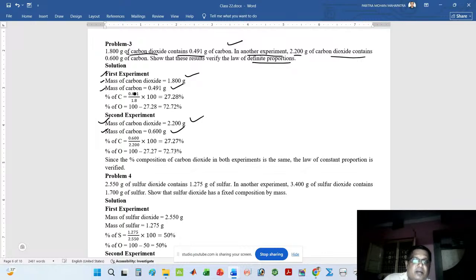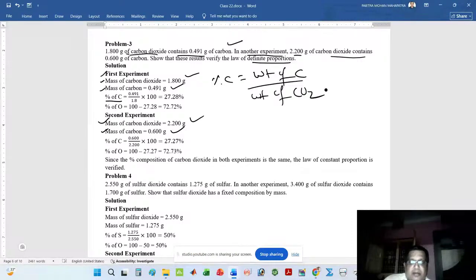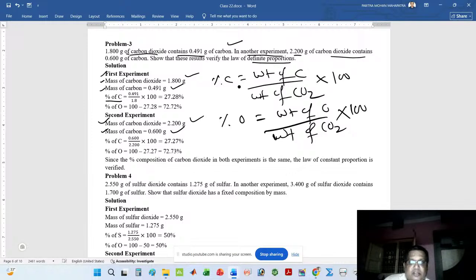Now find out the percentage of carbon in the first experiment. Percentage of carbon means weight of carbon divided by weight of carbon dioxide. Similarly, percentage of oxygen means weight of oxygen divided by weight of carbon dioxide. You must multiply with 100. Again, I will repeat. Percentage of carbon means weight of carbon divided by weight of carbon dioxide into 100. Percentage of oxygen means weight of oxygen divided by weight of carbon dioxide into 100.